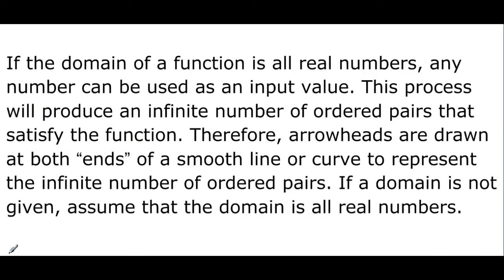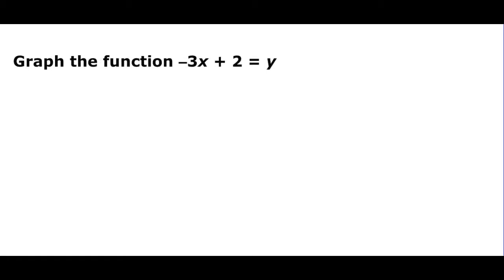If the domain is any real number, then you can put any number you want in. Now, if they don't give you a specific domain to use, you can pick any number you want. So that means there's an infinite number of possibilities of what you can get. So what we do is we connect those dots and we put little arrows on the end to say that this can go on and on forever, okay? So if they do not give us a domain, then we are just going to automatically assume that the domain is any real number. So let's go ahead and do this one.